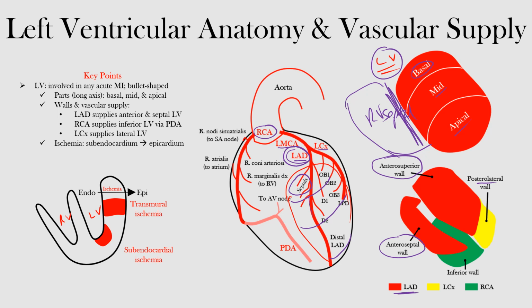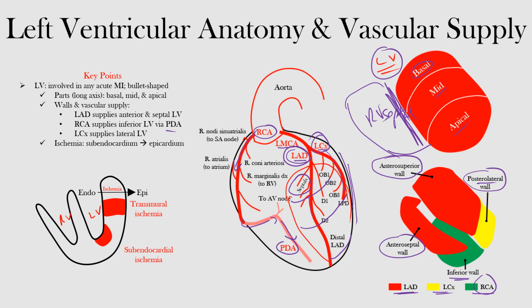And then we have our left circumflex over here supplying our posterolateral wall. Notice how it's coming here to the left side, that lateral wall. And then we have our right coronary artery supplying the inferior wall, and this is in those right dominant patients. So our right coronary artery comes back through our PDA, supplying that inferior wall. So it's the RCA supplying the left ventricle via the PDA. Hopefully the coronary artery anatomy is starting to come together.